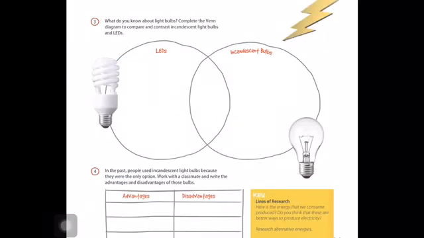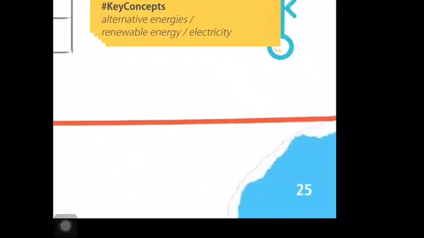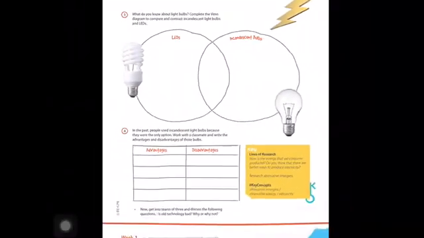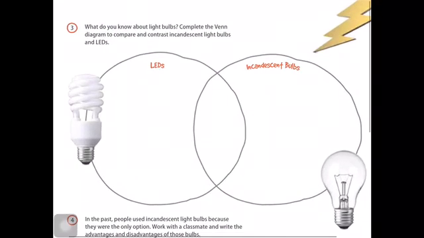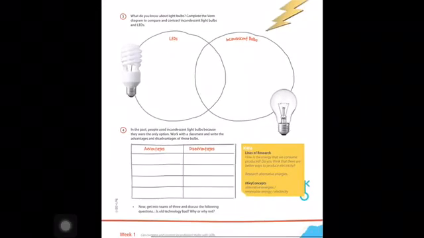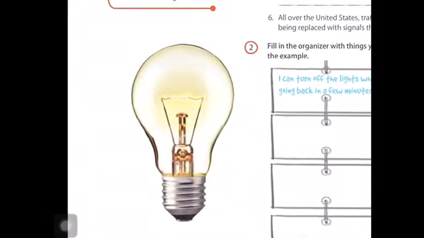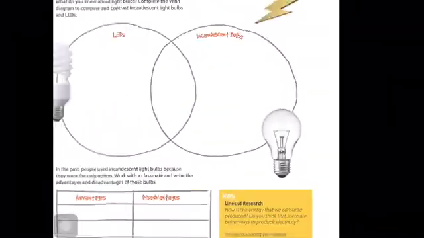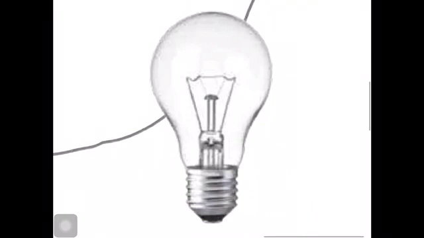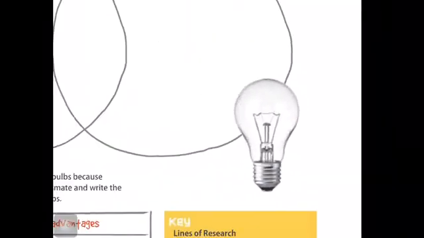Okay, page 25. On the page 25, we have exercises 3 and 4. Okay, the exercise 3 says, what do you know about light bulbs? This is a light bulb. Okay, look, this is off. The one on the previous page is on. Look, this is on and this is off. So what do you know about light bulbs? Look at the filaments. It has two filaments made of tungsten.